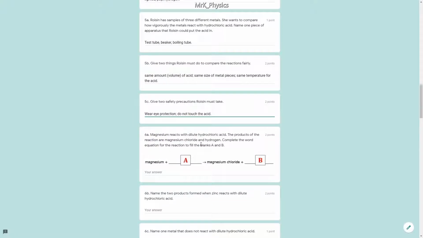Magnesium reacts with dilute hydrochloric acid. Compare the products. The products of the reaction are magnesium chloride and hydrogen. Complete the word equation for the reaction to fill in the blanks A and B. So just working through here, we've got magnesium reacts with dilute hydrochloric acid. So A is our hydrochloric acid, and B, it says the products of the reaction are magnesium chloride and hydrogen. So let me just highlight that, magnesium chloride and hydrogen. We've got magnesium chloride here, so that means that B must be hydrogen.